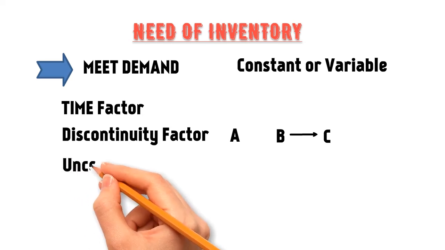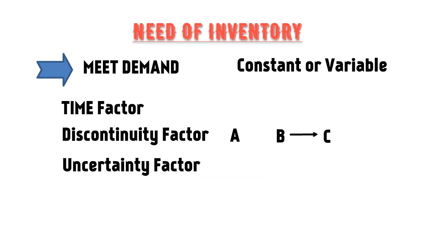And then we have the uncertainty factor. Inventory offers protection against unplanned and unanticipated occurrences of events that may affect the supply system. Such factors may be of many types.